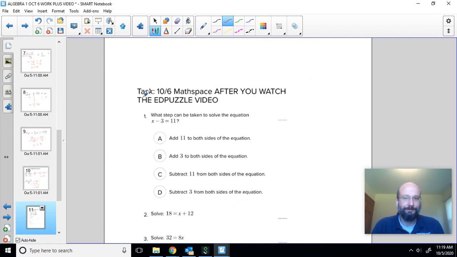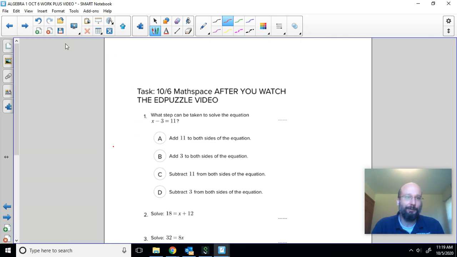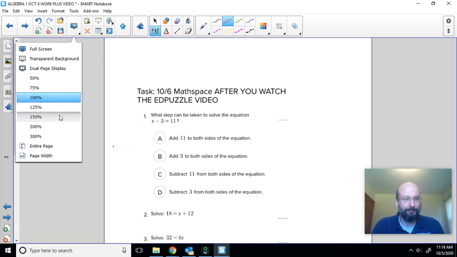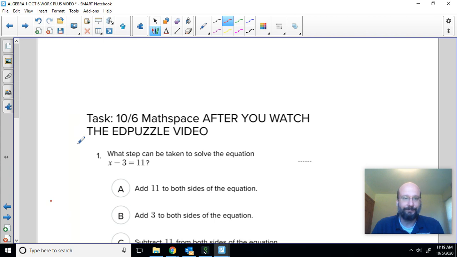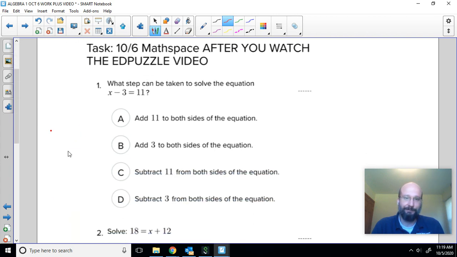All right, so I'm going to go over the Edpuzzle that you're going to get ready to do. This first one we've seen before. I'll do it in there again. I'm hoping everybody gets it right this time. How do you solve this equation? You know this is x minus 3, so you're going to add 3 to both sides.